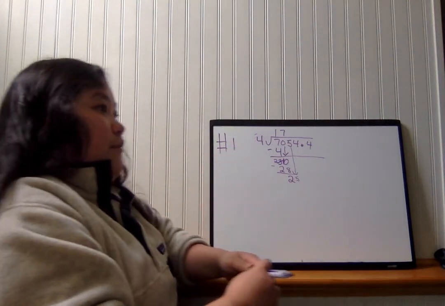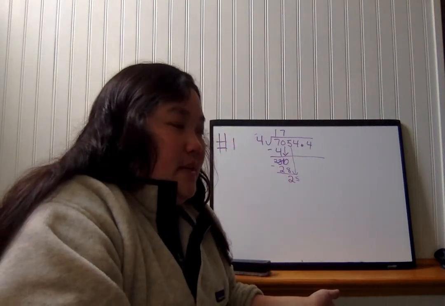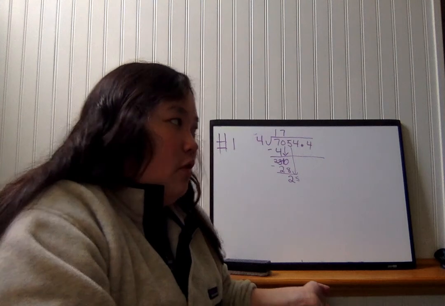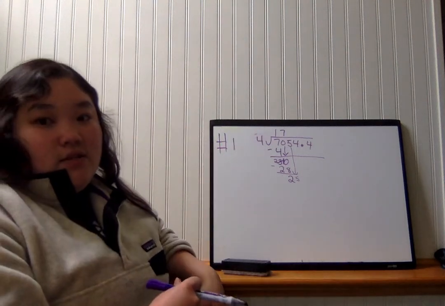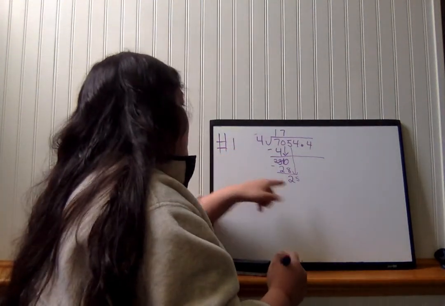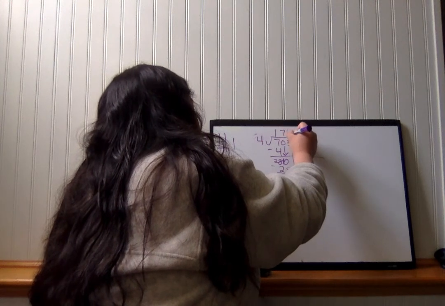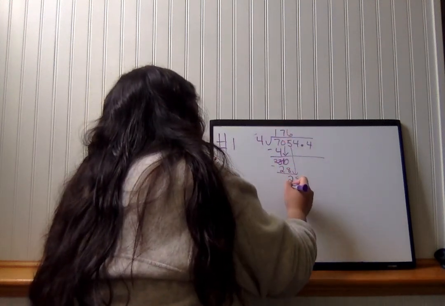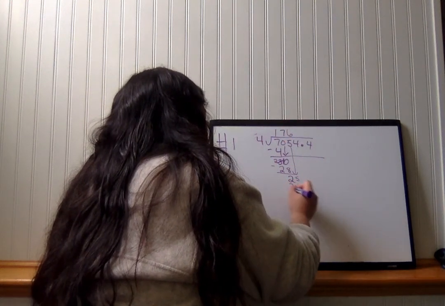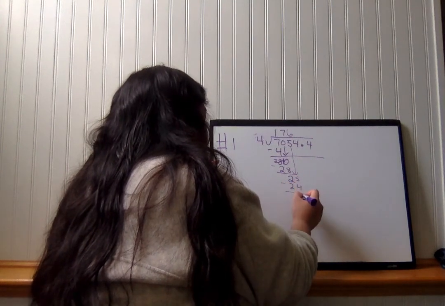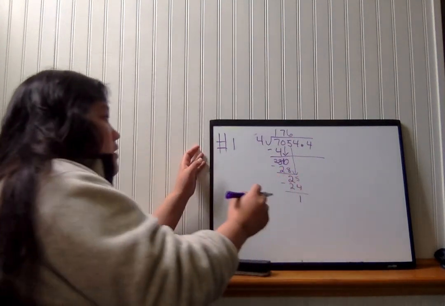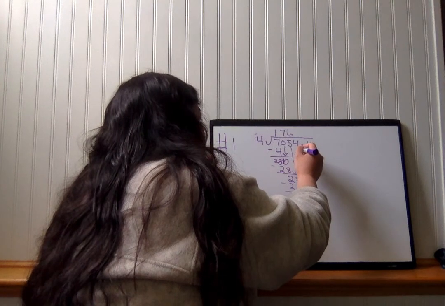4 goes into 25. Well, I know that last time I said 6 times 4 gives me 24, and I think that's as close as I'm going to get to 25. So 4 goes into 25 6 times. 6 times 4 is going to give me 24. I'm going to subtract here. I know 5 minus 4 gives me 1, and 2 minus 2 gives me 0. And then I'm going to bring down this 4.